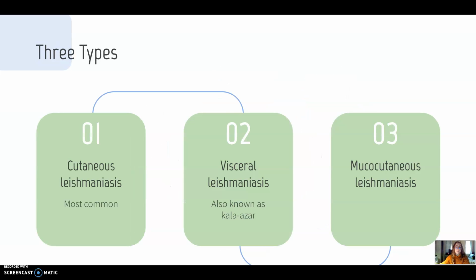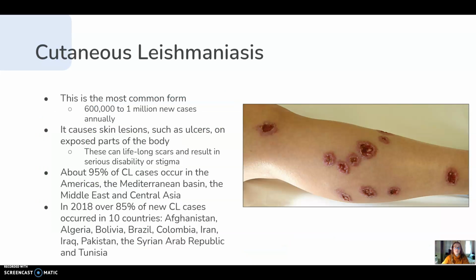There are 3 types of leishmaniasis that I'll be talking about today. Cutaneous leishmaniasis is the most common. Visceral leishmaniasis is also known as Kala-Azar, and then there is Mucocutaneous leishmaniasis. These pictures are a little bit graphic, I'm sorry, but it's what the disease really looks like.